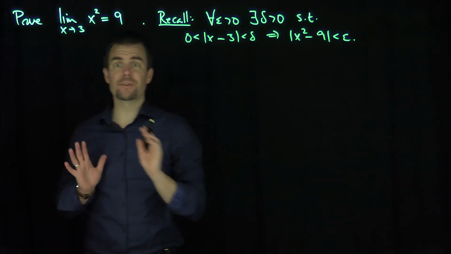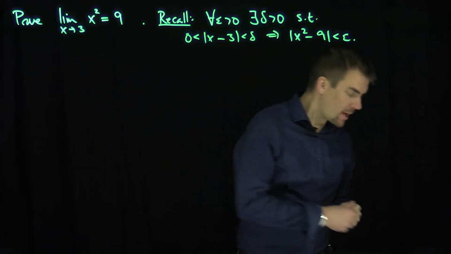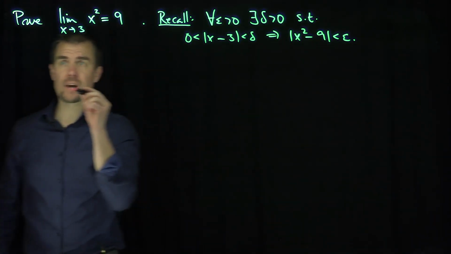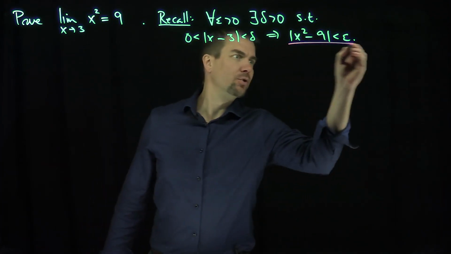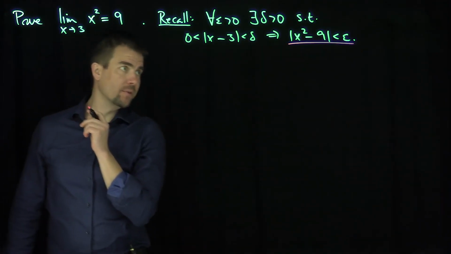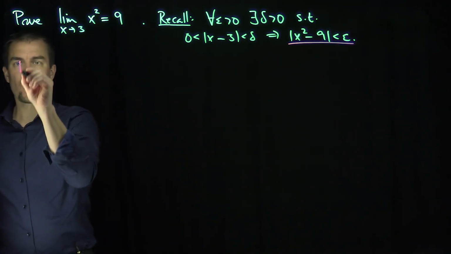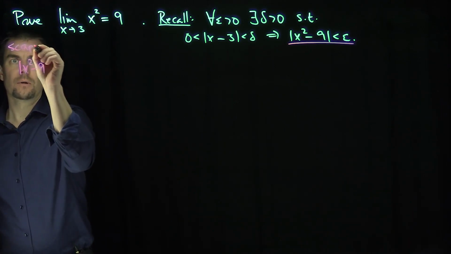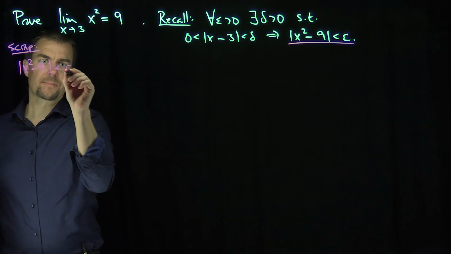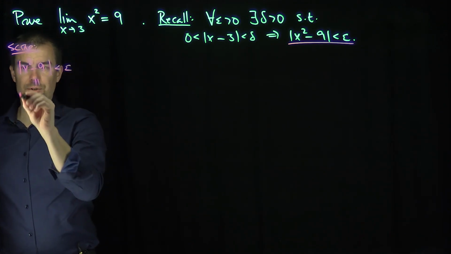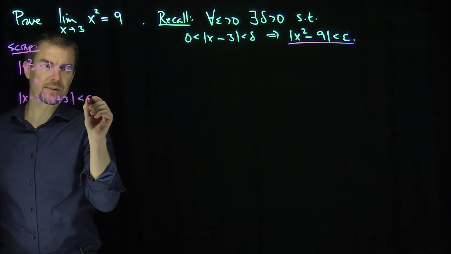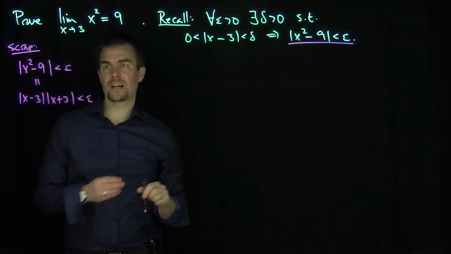So remember, we do 2 phases of these limit problems. The first phase we do is some scrap work to see what we require of delta. So here's our scrap work. I'd like |x squared minus 9| to be less than epsilon. Of course, this factors into x minus 3 and x plus 3. So I want |x minus 3||x plus 3| to be less than epsilon.